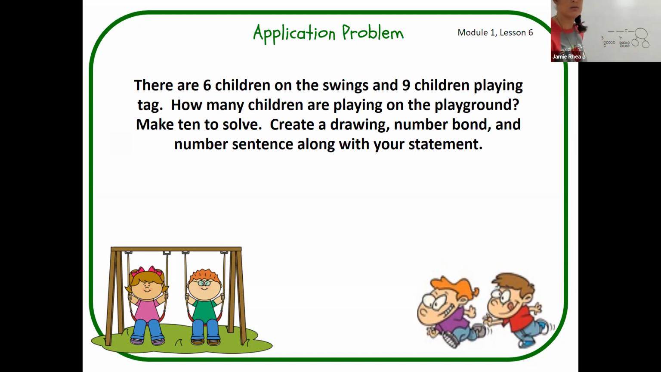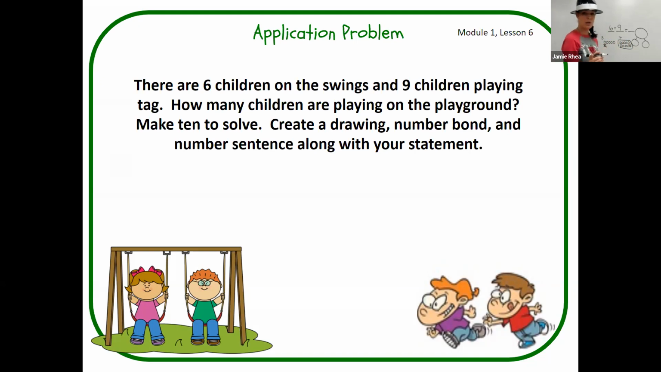I'm going to fill in what I do know. I know that there are 6 kids playing on the swings and 9 playing tag. Now, remember it told me I have to make 10. Okay, I can do this. I can make 10. I can take the 9 and make 10 out of my 9, right? How do I do that? I'm going to take this one from my 6 and put it over here to make 10.